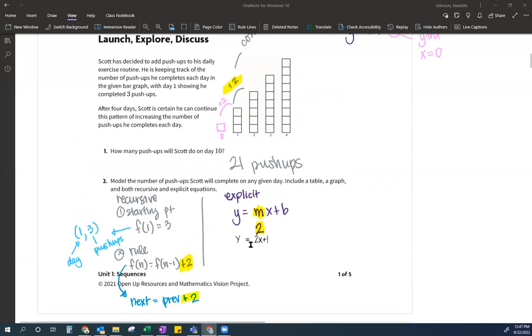Remember, we noticed here that this +2 keeps showing up everywhere. Like he's the star of the show, remember? And that makes sense because this is called our slope. It's called our rate of change. It's called our constant difference.